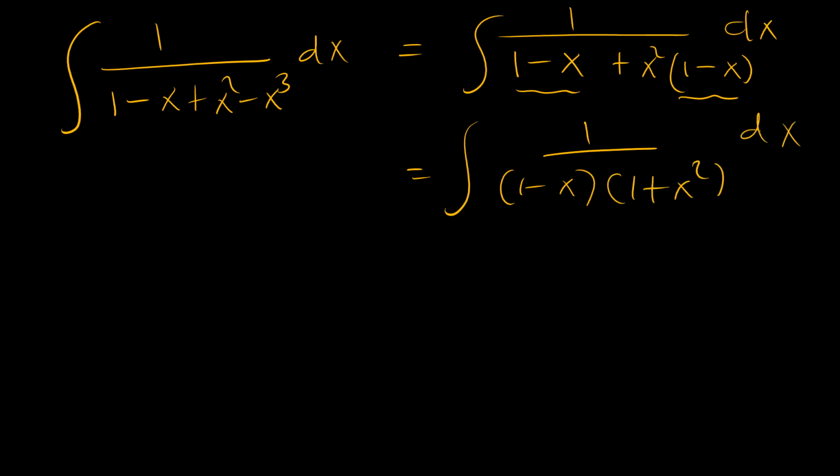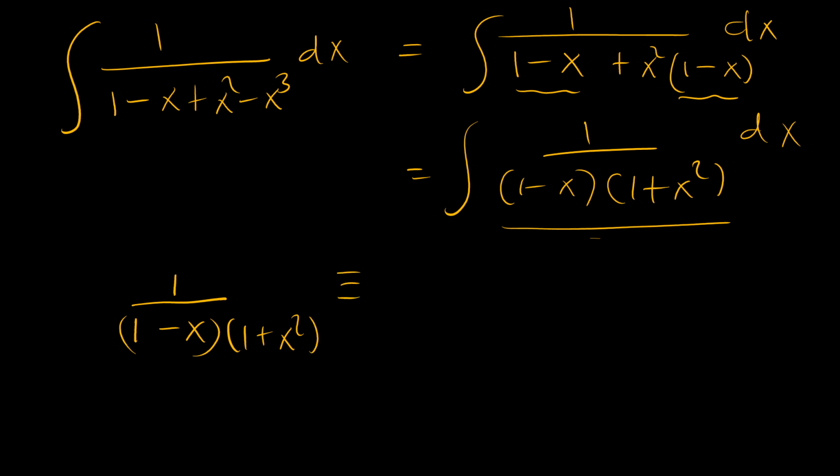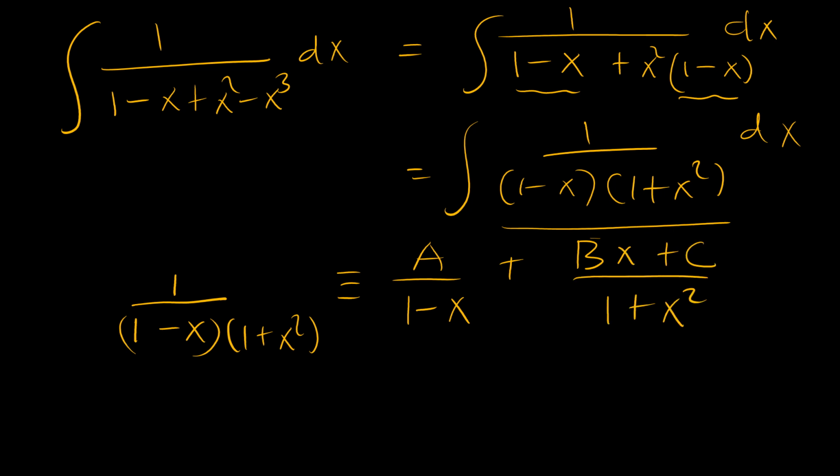So let's express this fraction in partial fraction format. So 1 over 1 minus x times 1 plus x squared can be expressed as a fraction that has a constant a over 1 minus x, and then a constant bx plus c over 1 plus x squared. So we have to assume b exists, and then eventually we'll see whether it does or doesn't.